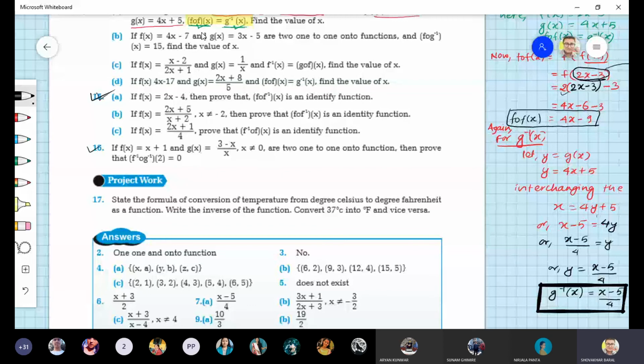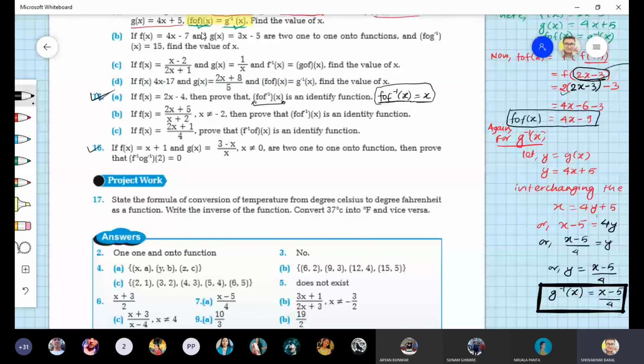In this 15A, f(x) equals 2x minus 4 is given here, and you need to prove that f composite f inverse x is an identity function. The main thing you need to show here is f composite f inverse x equals x. To prove any function as an identity function, you need to show that f composite f inverse x equals x. If you can show this, then you can prove that this function is an identity function.